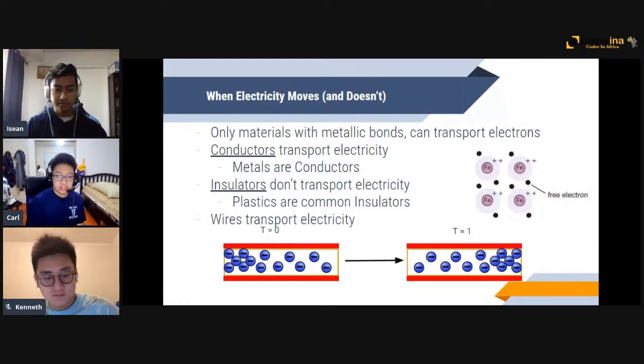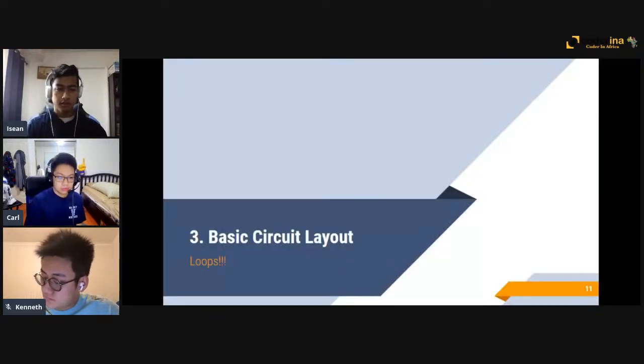Basically, every metal is a conductor. Insulators are materials which aren't held together with metallic bonds. Plastic is usually used for its effectiveness and low cost. Combining both conductor and insulator, you get a wire, which transports electricity. Now that we know some of the basics of electricity, we can start learning how to make a basic circuit.